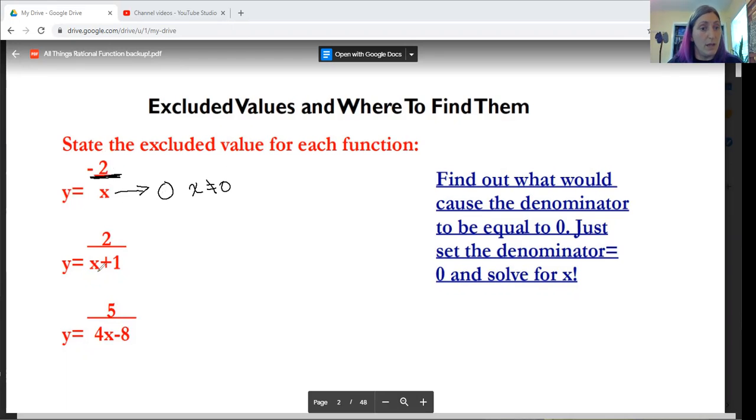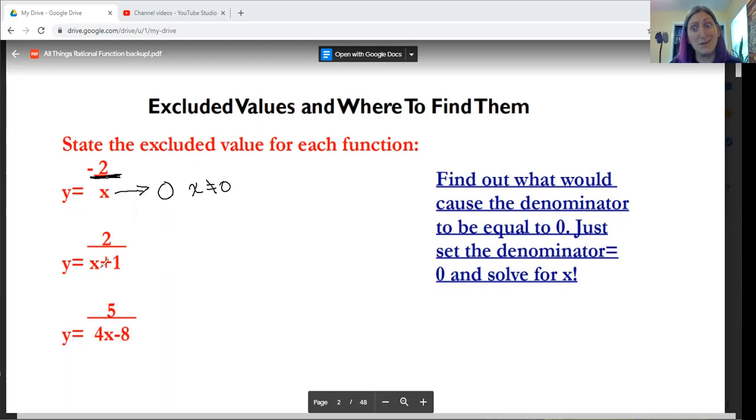All right. Now we've got y equals 2 over x plus 1. Oh no, there's more than just, yeah, don't panic. What we need to do is think what value would make this 0. Okay. So to find out what would cause a denominator to be 0, you set it equal to 0 and solve for x. Now in this case, I know all of you were like, I can do that in my head.